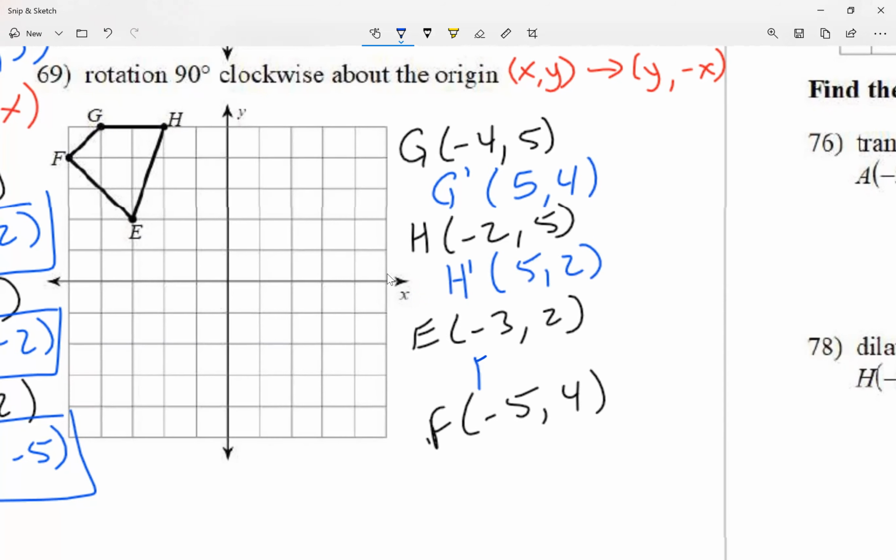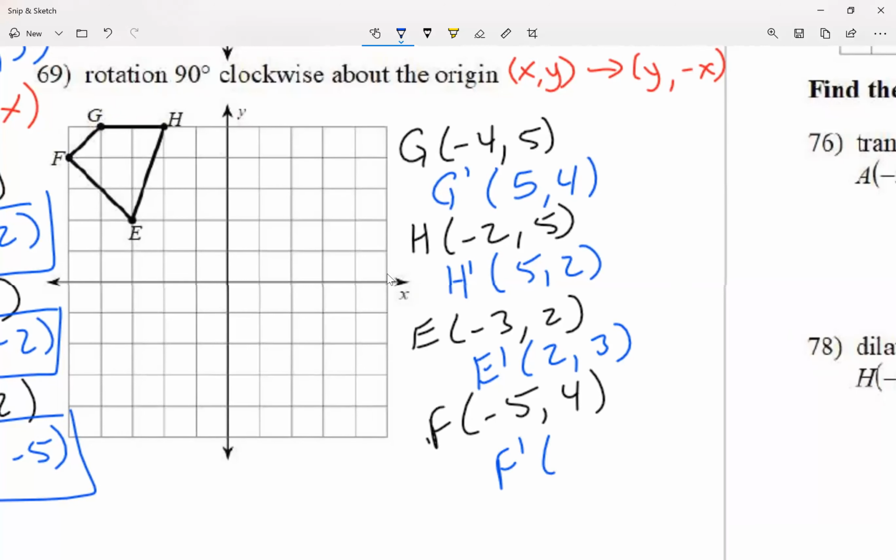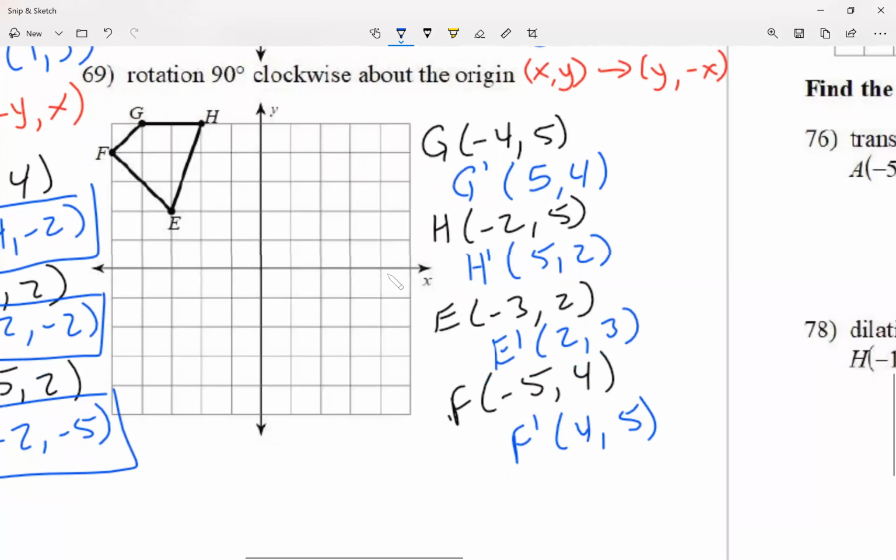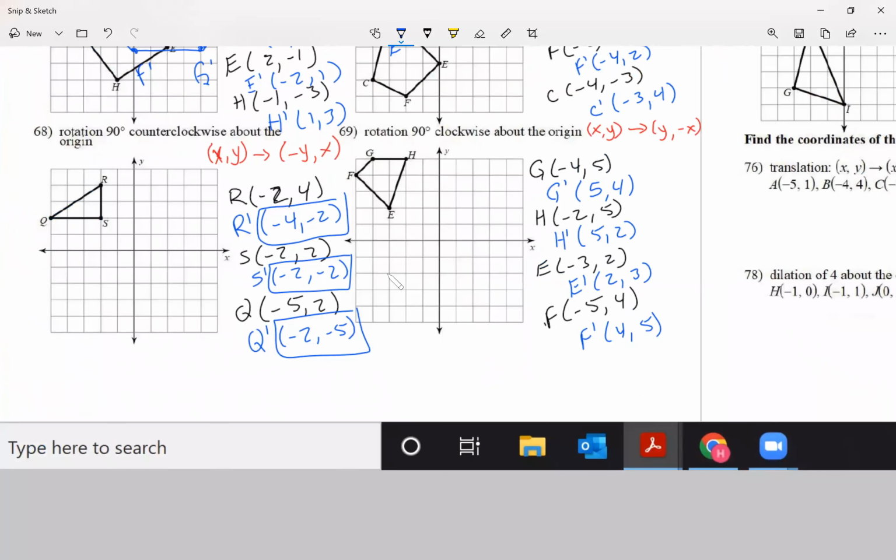E prime will become (2, 3). And lastly, F prime will become (4, 5). Again, I'm not going to graph it, but you guys get the idea. You can plot the points and you will see that it looks like the image rotated 90 clockwise.